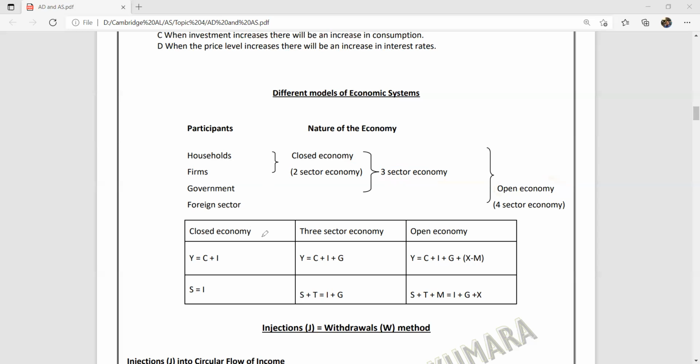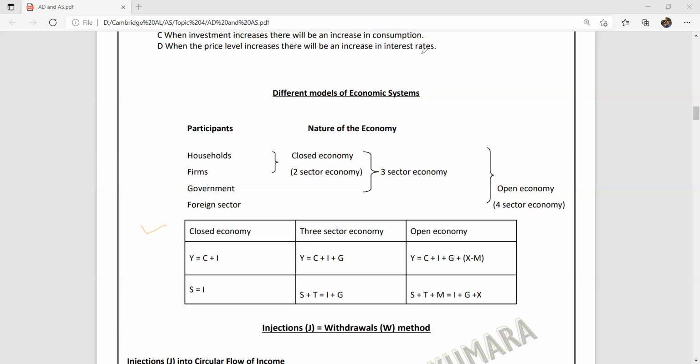Anyways, closed economy, three-sector economy, open economy. You are given a table over here. This is a particular method of analyzing a country's aggregate demand and a country's national output.